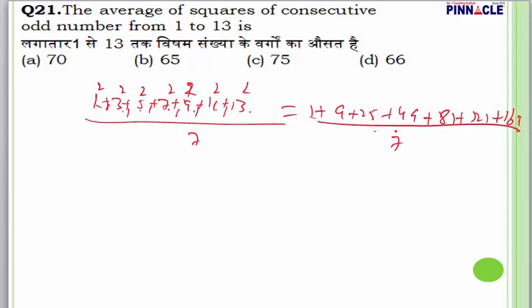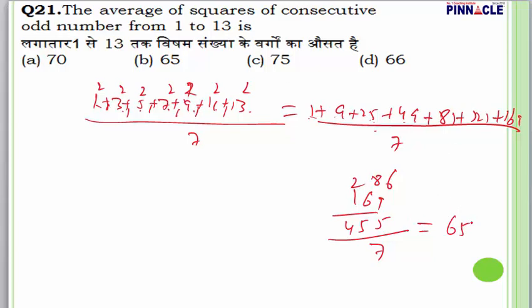That should be equal to 9 plus 1, 10, and 25, 35, and 49, that is 84, and plus 81, 165, plus 121, 286, and 169. Divided by 7, we will have 65. This would be 65. 65 would be the average. Answer is B.